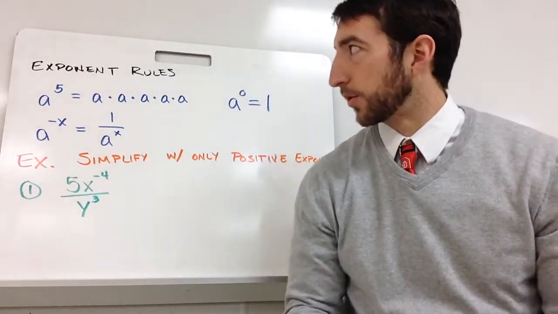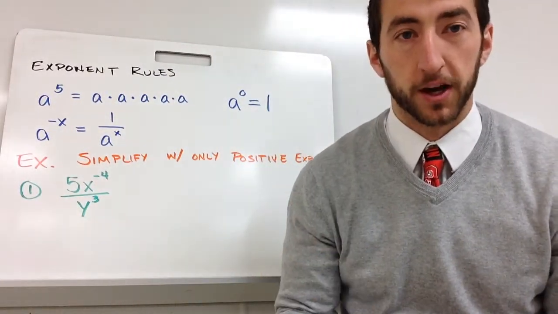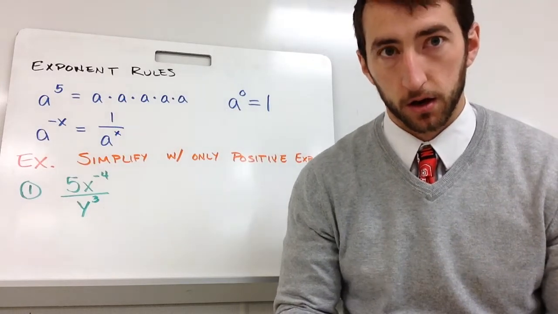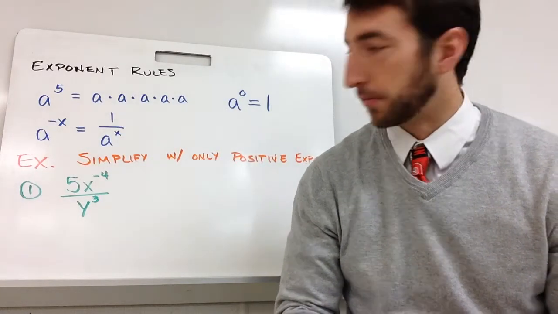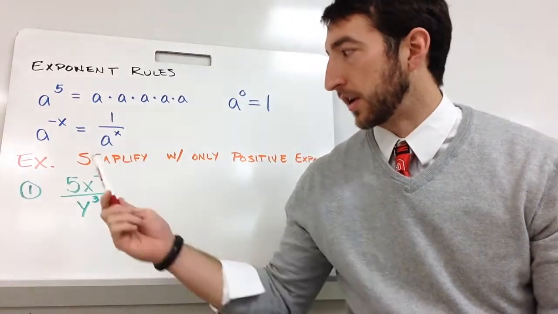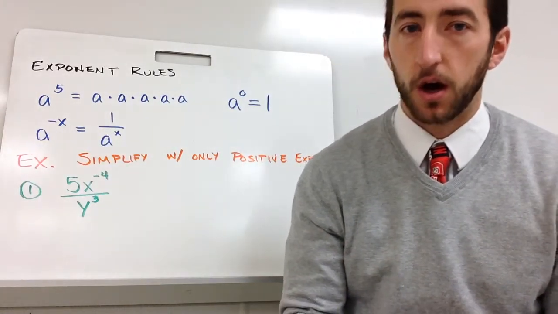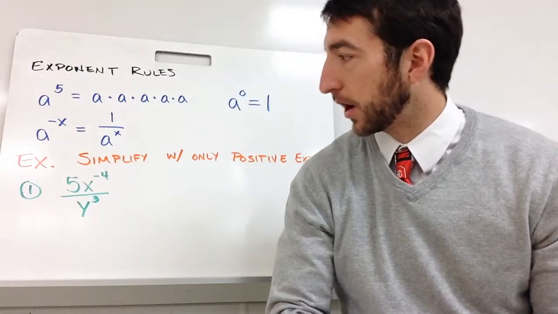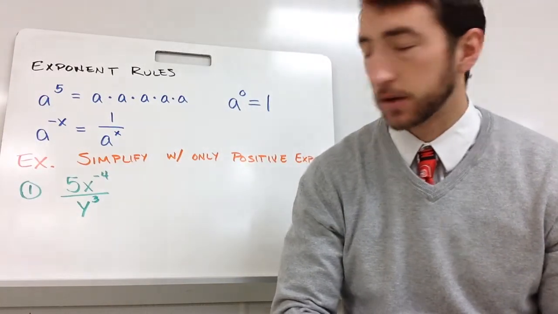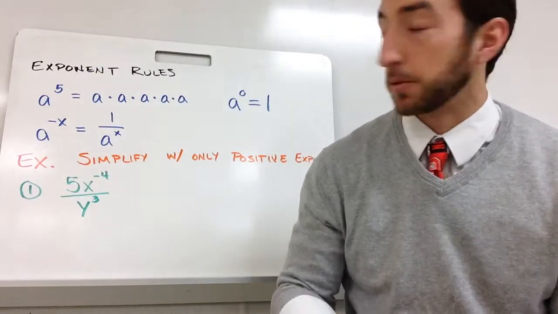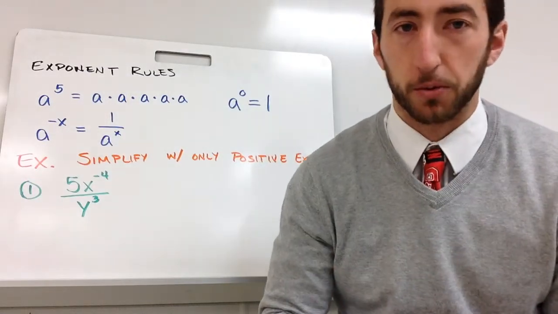Hey class, today what we're going to do is look at some exponent rules and how to simplify some expressions that involve exponents, with negative exponents, maybe it's raised to the zero power, and just simplifying rational expressions using our properties of exponents. So there's three properties that we need to memorize.